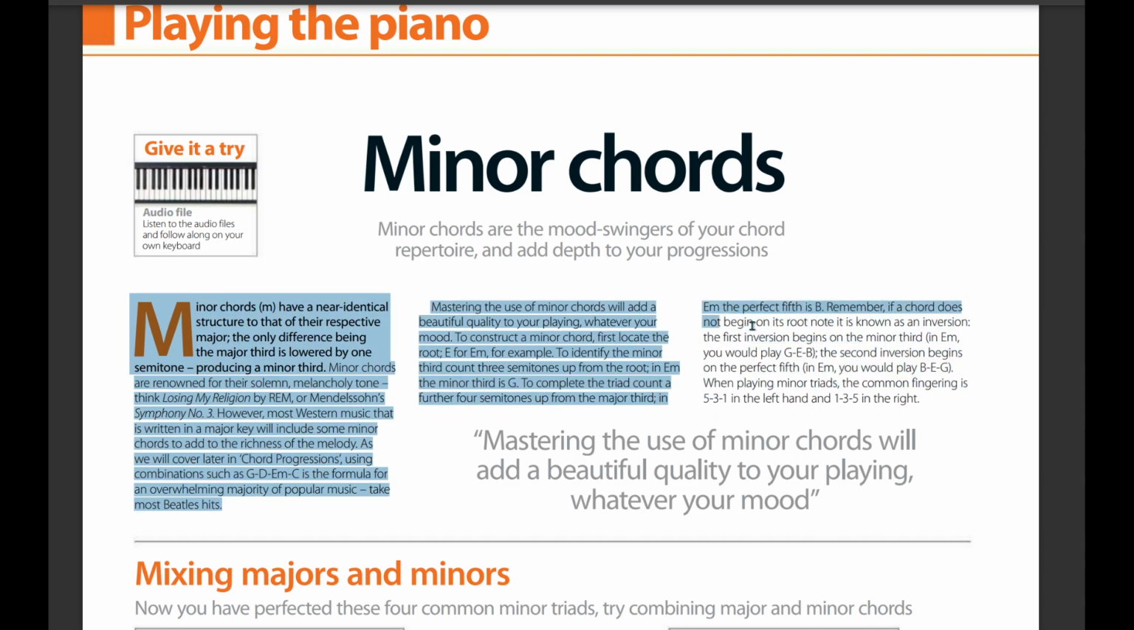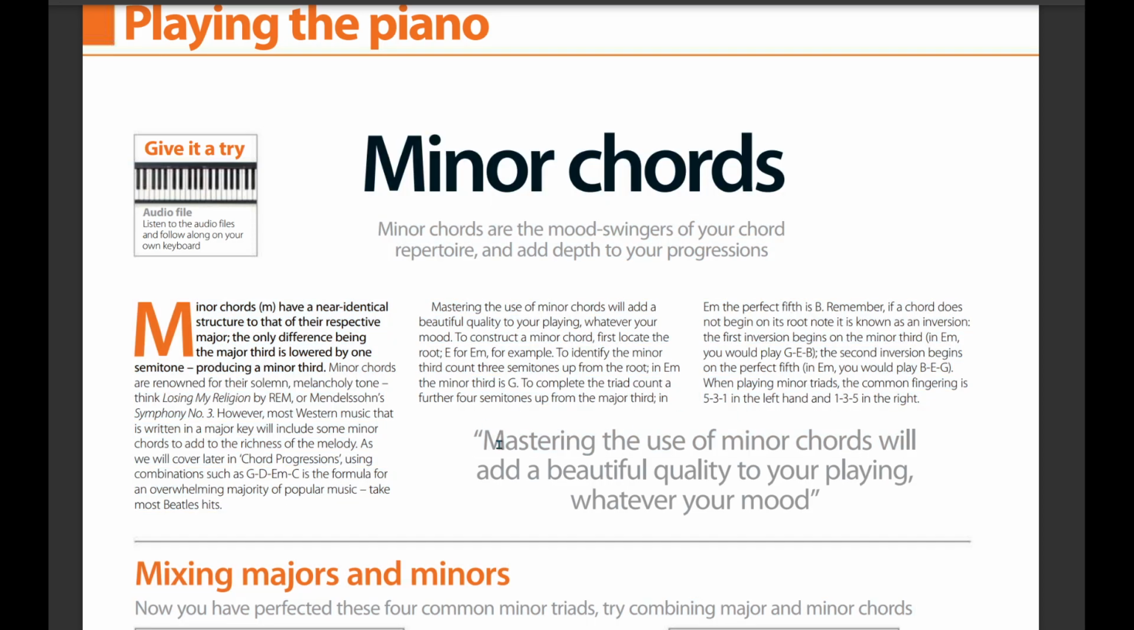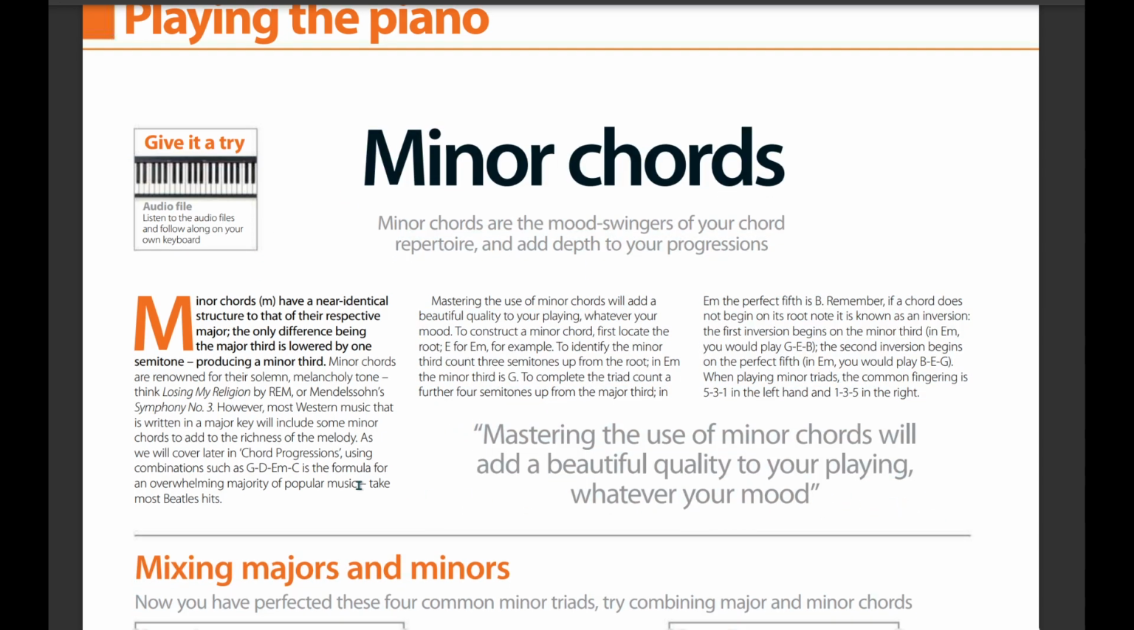Remember, if a chord does not begin on the root note, it is known as an inversion. The first inversion begins on the minor third. In E minor, you play G, E, B. Second inversion begins on the fifth. In E minor, you play B, E, G. When playing minor triads, the common fingering is 5-3-1 in the left hand and 1-3-5 in the right. Mastering minor chords will add a beautiful quality to your playing.